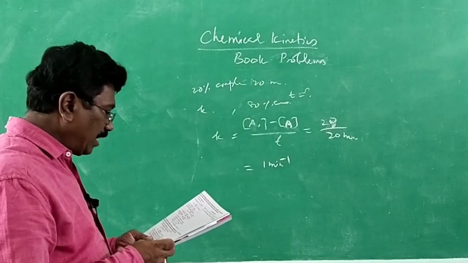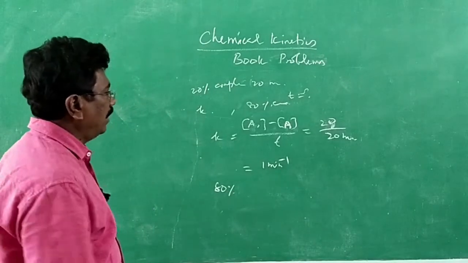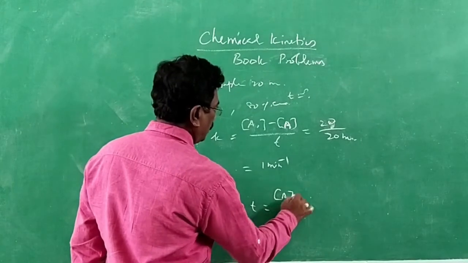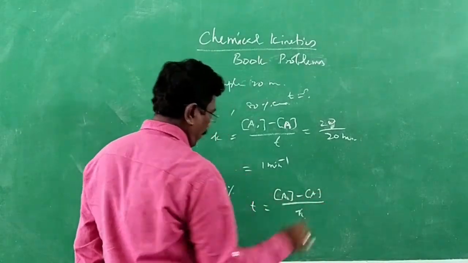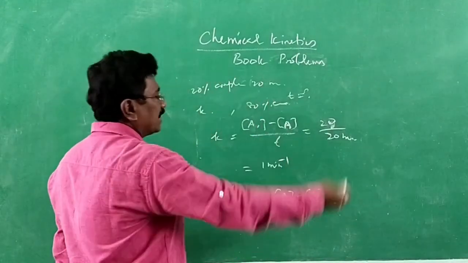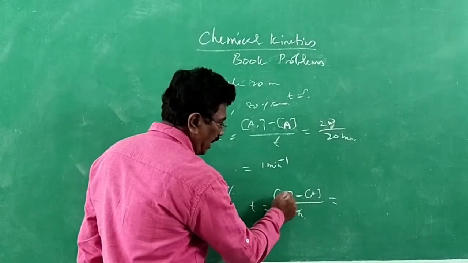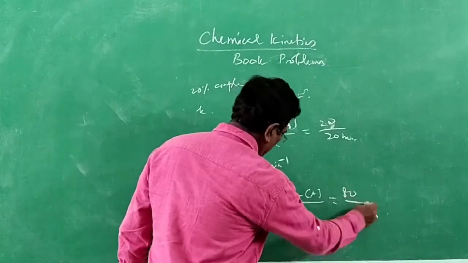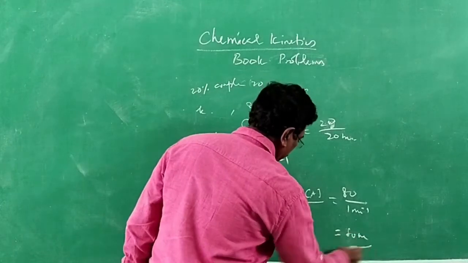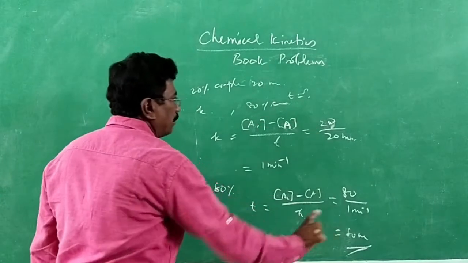In what time will the reaction be 80% complete? Rate constant we know. T is equal to A naught minus A divided by K. We have derived the value of K. A naught minus A we know. How? 80% completed, remaining will be 20. So remaining at time T it is 20. 100 minus 20, 80. 80 by, what is the value of K? 1 minute inverse, which is equal to 80 minutes. That's all. So for the 20% completion, 20 minutes, 80% completion, 80 minutes.